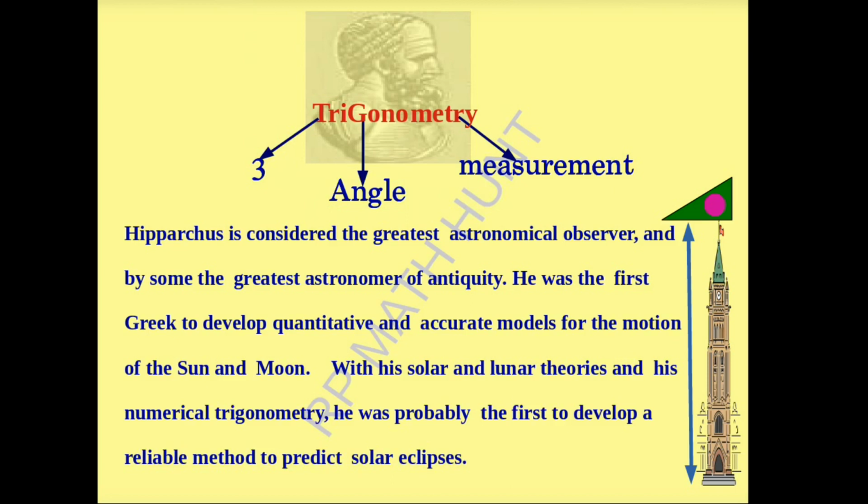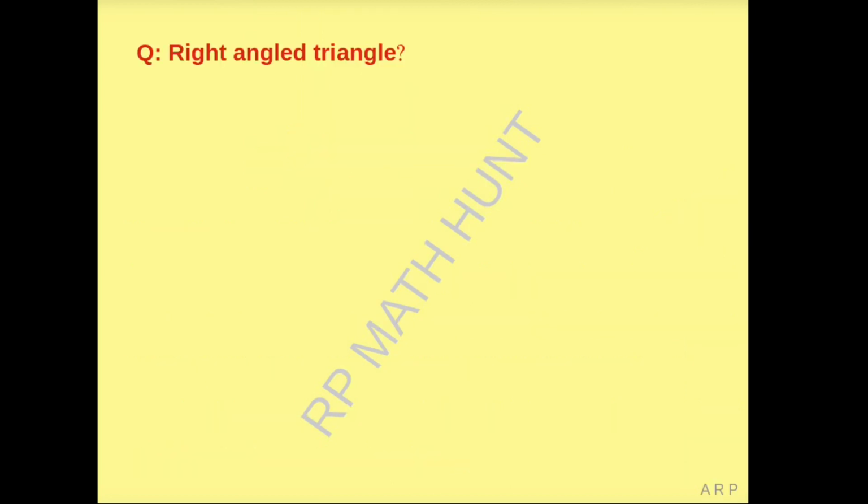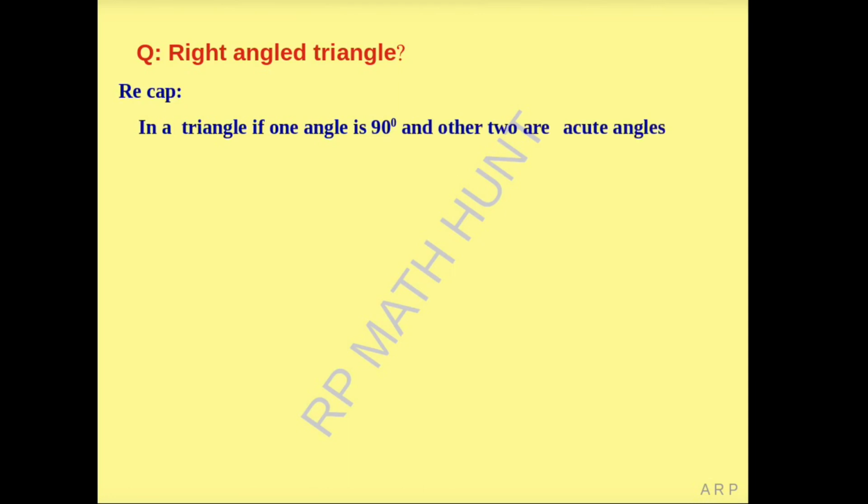Right angled triangle. This is a simple recap. In a triangle, if one angle is 90 degrees and the other two are acute angles, then the triangle is called a right angled triangle.